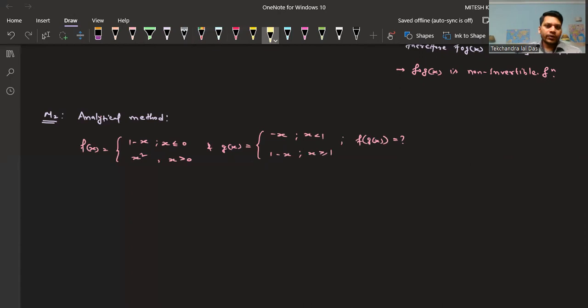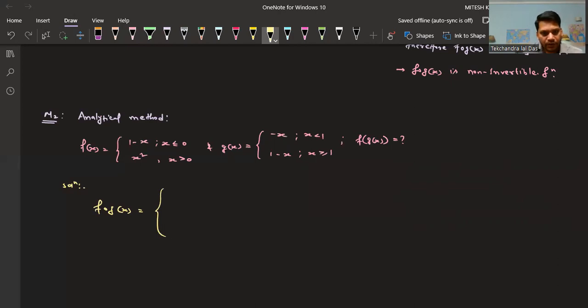Okay, now what is the process? To find f composite g, just see carefully. First of all, look at g(x). g(x) is minus x for x less than 1, and 1 minus x for x greater than or equal to 1. First of all, we'll put this minus x in this f(x), in both the branches.